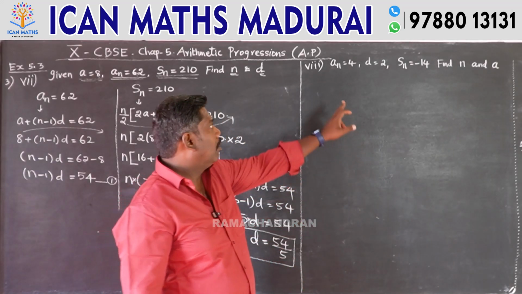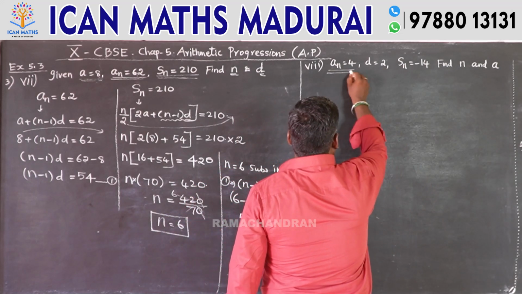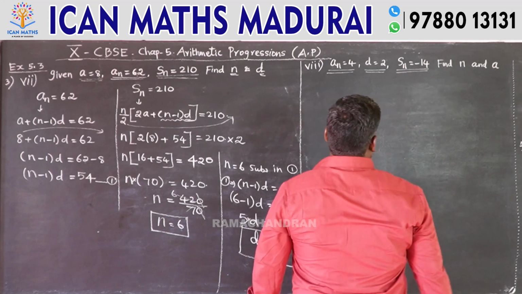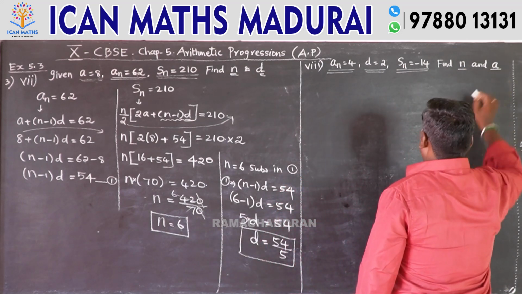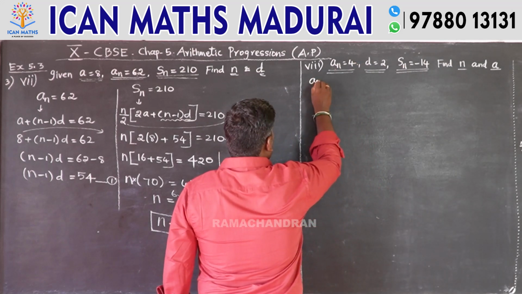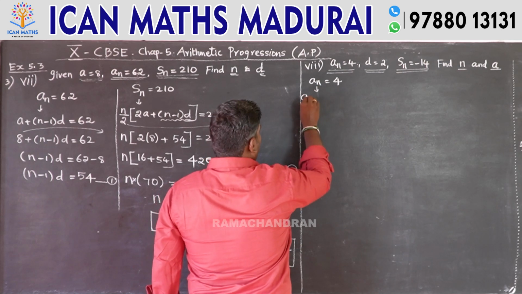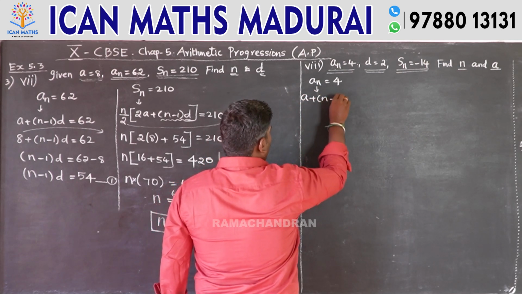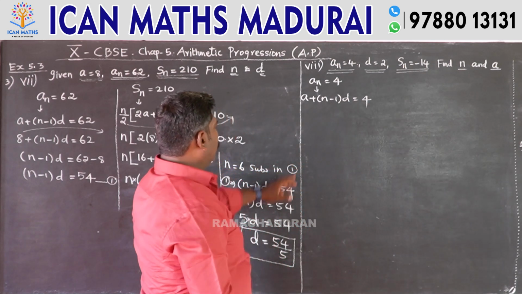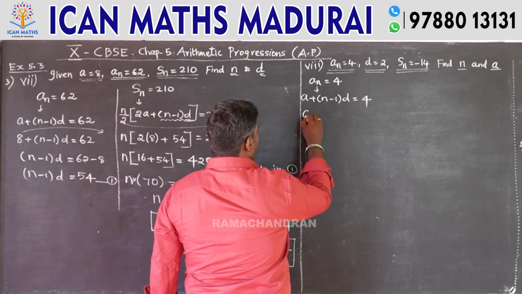Okay, next one, 8th subdivision. Given an is equal to 4, common difference is 2, and Sn is equal to minus 14. The question is to find n and a. Like the last question, we can solve it here. an is equal to 4 means we can write the nth term formula a plus (n minus 1) into d is equal to 4. We know the value of the common difference, so we can substitute it here. We don't know the value of a.